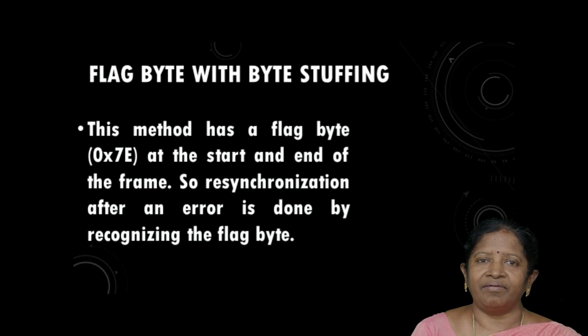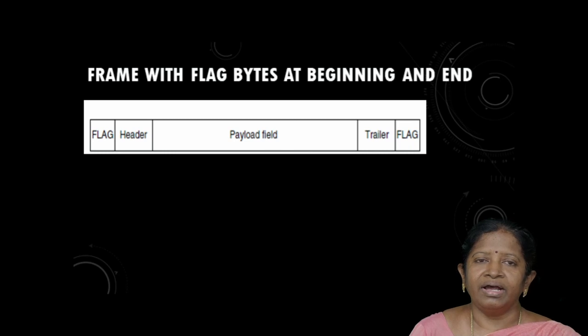In byte stuffing, one byte will be added as a flag marking the beginning and the end of the frame. Usually we may have the flag byte as hexadecimal 7E, 01111110 will be the flag byte. So this will be placed at the start and the end of the frame. The flag byte will be followed by the header, and then you have the payload, then the trailer.